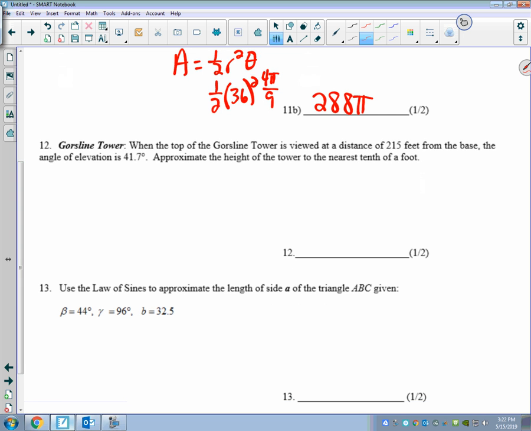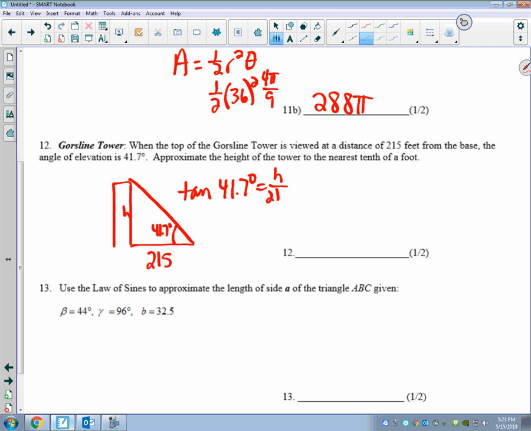Number 12 says when the top of Gorsline Tower is viewed at a distance of 215 from the base, so here's my tower, and it's viewed 215 feet from the base, the angle of elevation, remember angle of elevation is from the ground looking up, so that means this is 41.7 degrees, and I want to know the height of the tower, so that would be opposite over adjacent, so that would be tangent of 41.7 degrees equals h over 215.